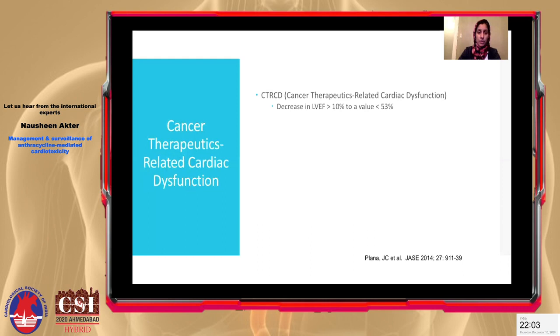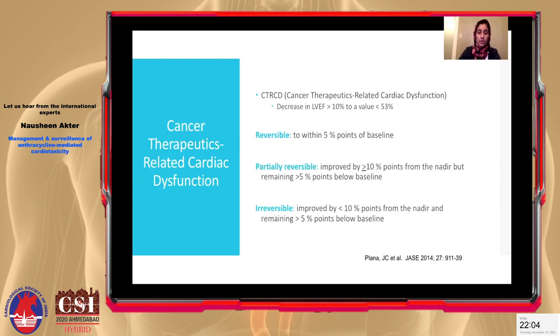Cancer therapeutic-related cardiac dysfunction has many definitions, but probably the easiest one to remember is the one put forth by the American Society of Echocardiography, which is a decrease in ejection fraction of greater than 10% from baseline to a value less than the lower limits of normal for the echo lab. This can be subdivided into reversible, partially reversible, and irreversible.